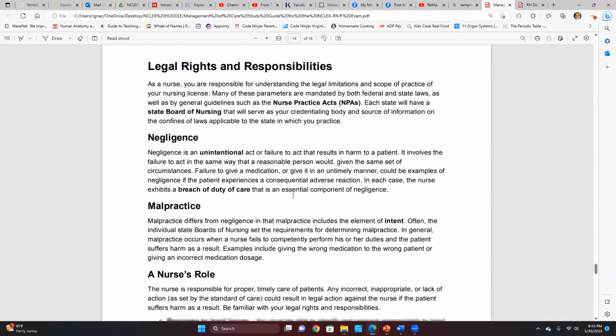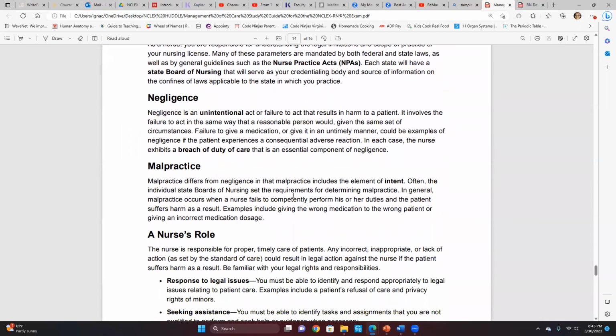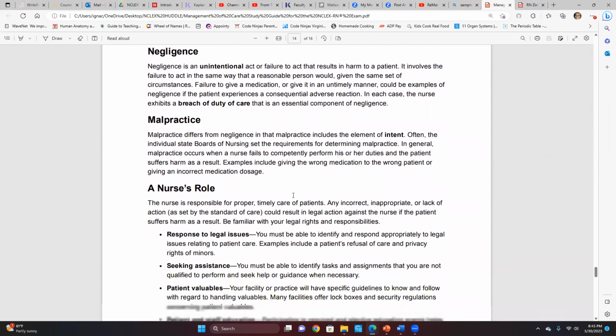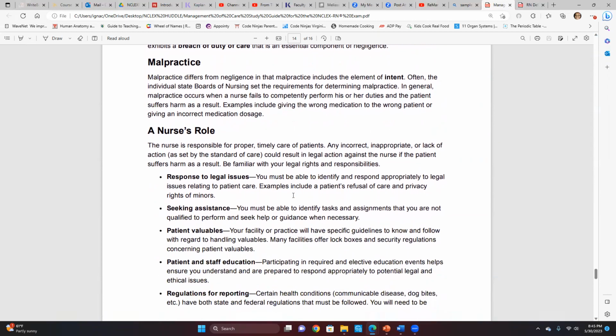Okay, legal rights. So the Nurse Practice Act is determined by each state, and that tells us what we can do in the scope of our practice as a CNA, as an LPN, as a registered nurse. Okay. When we think about malpractice, it's a little bit different from negligence because there's the element of intent. So when we think about negligence, it's what would a wise, prudent nurse of the same education and experience do, right? When we think about malpractice, there have to be four elements met.